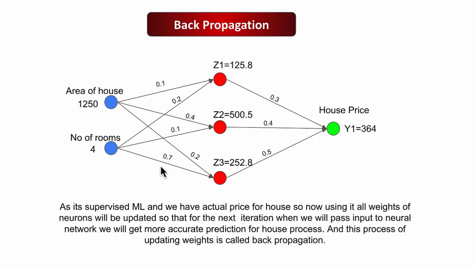As we are learning about supervised machine learning, we also know the actual price for that house. So after comparing that actual value with this predicted value, we are going to update all of these weights. And this process of updating weights is called backpropagation. These weights will be updated using a formula which will take both this predicted value of house price and the actual value of house price.